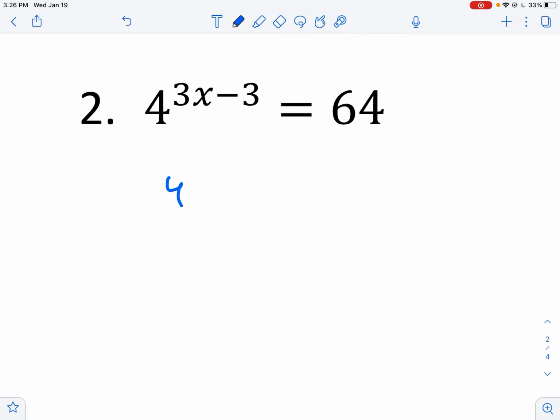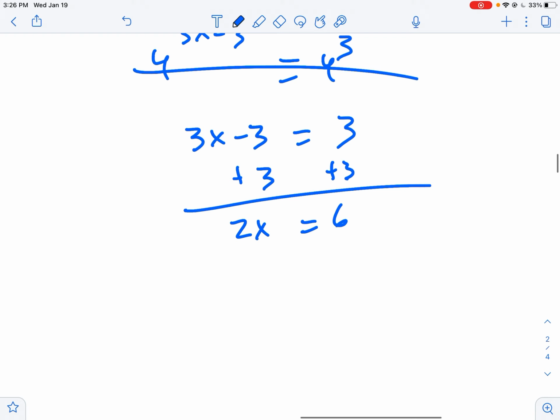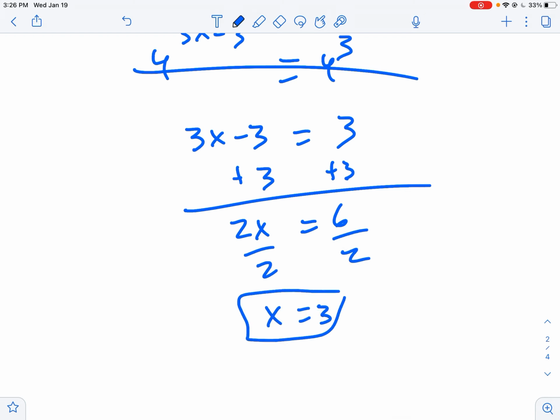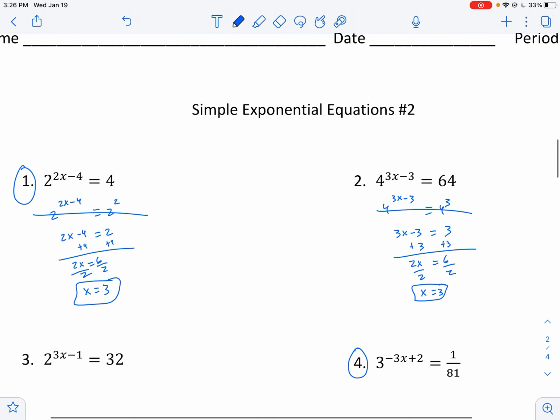Did you get an answer? Because the right side comes out to be 4 to the 3rd power. And so we can drop the bases. Now we got 3x minus 3 equals 3. And now we can add 3, and we got 2x equals 6. And you can divide by 2, and you get your answer. x is 3. Hooray. If you're getting that, good job. It seems like you know what's going on with this whole thing.